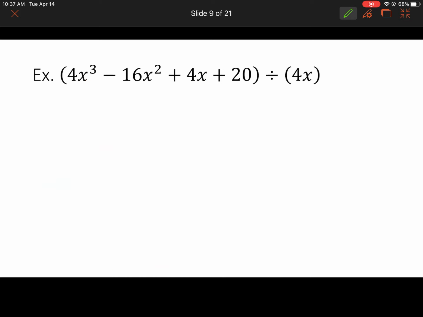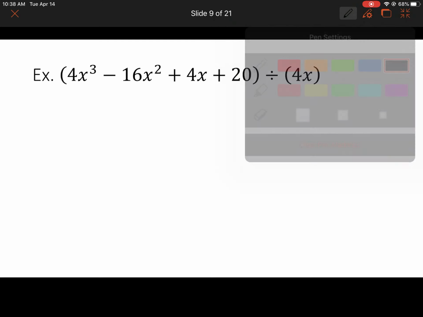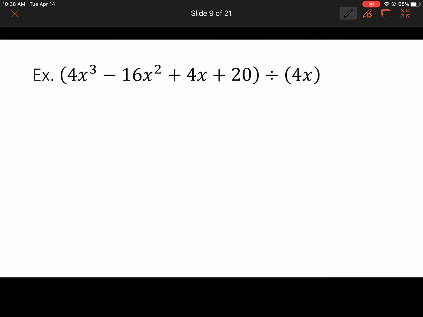All right, let me go ahead and move on to the next question. Right here we have 4x to the power of 3 minus 16x squared plus 4x plus 20, divided by 4x. Just like before, everything is being divided by that term. What do I mean? If all of this gets divided by 4x, then we can just write it down as 4x cubed divided by 4x.